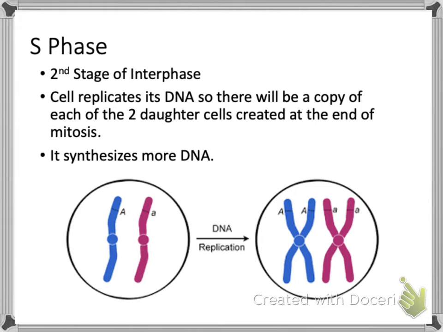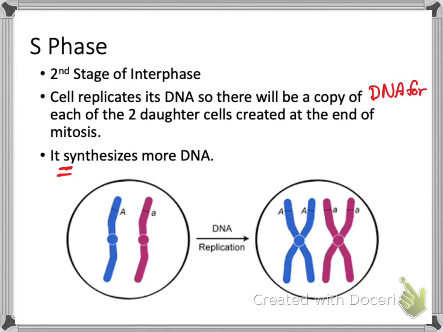Okay? It is when the cell replicates its DNA, and it does that so there will be a copy of each of the chromosomes, each piece of DNA, so that there is enough DNA at the end of mitosis for each of the two cells. Sorry about that. I caught the typo in that part. It says cell replicates its DNA, so there will be a copy of DNA for each of the two daughter cells created at the end of mitosis. It's called the S phase because the job is to synthesize more DNA.